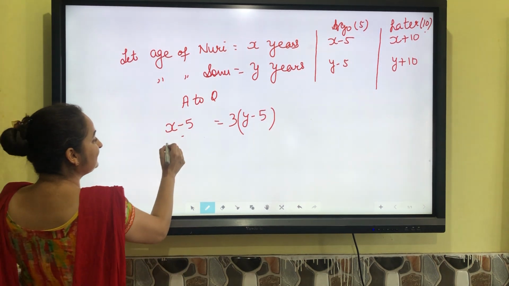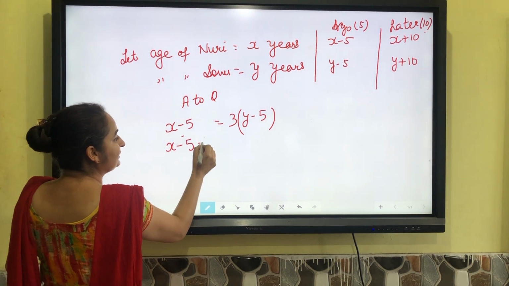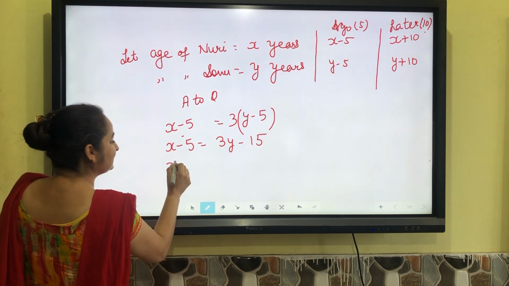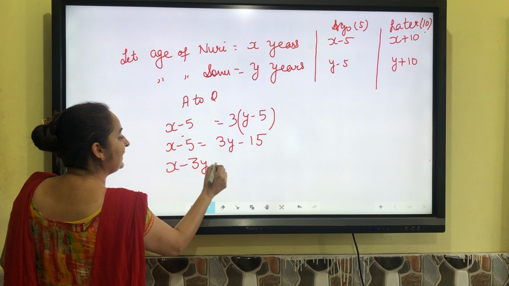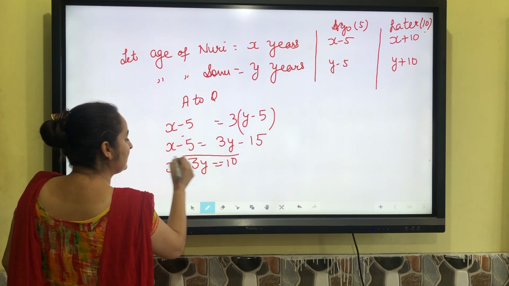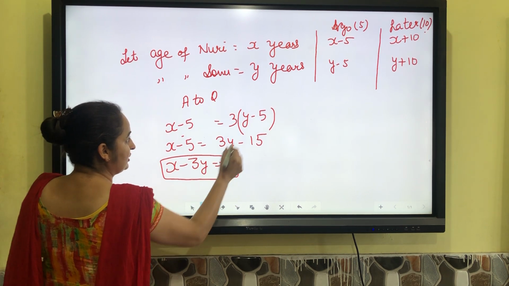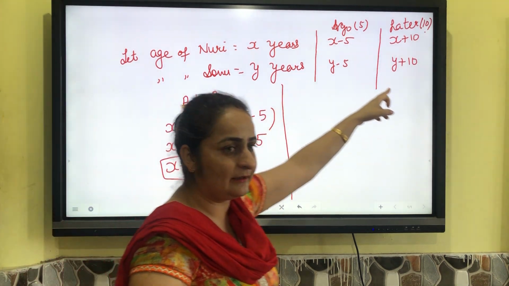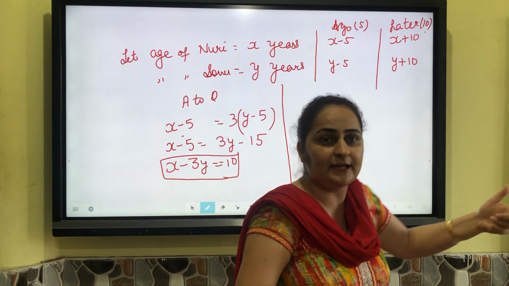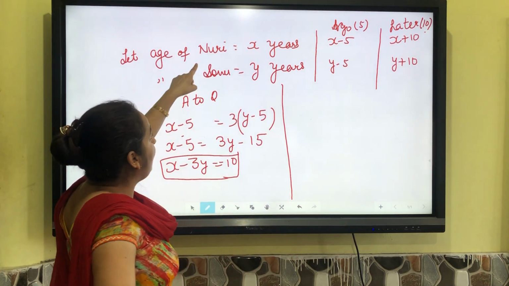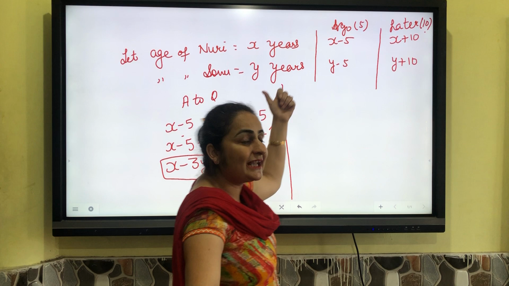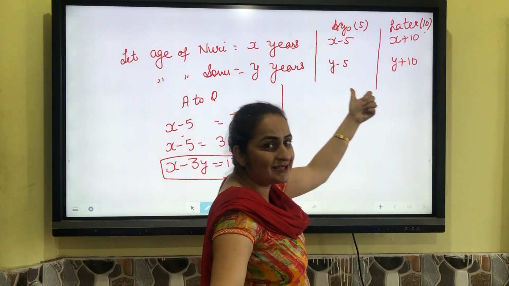Then it means x minus 5 is equal to 3y minus 15, that is x minus 3y is equal to minus 10. This is the first condition. Now in the second, that is 10 years later. Later means after 10 years. After 10 years, what's the age of Noori? That is x plus 10. And what's the age of Sonu? That is y plus 10.